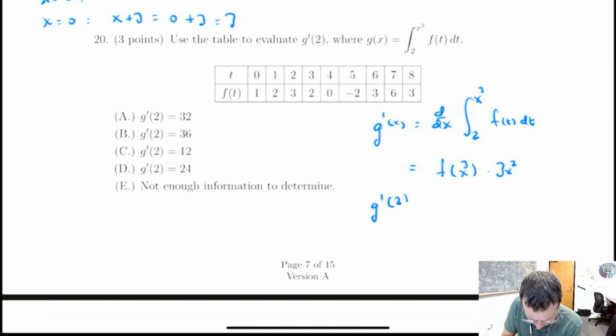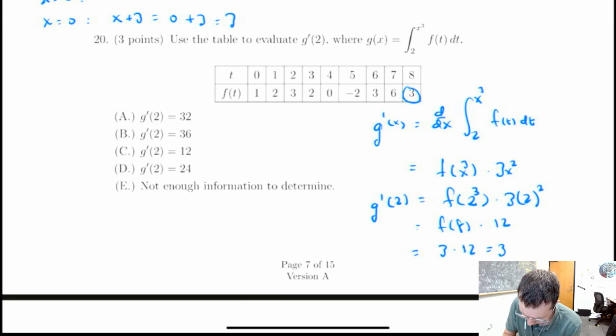And then g prime of 2 is going to be f of 2 cubed times 3 times 2 squared, which is f of 8 times 12, and f of 8 is 3. So we get 36.